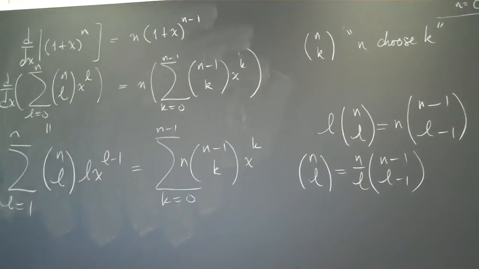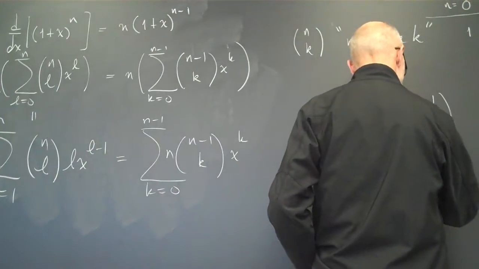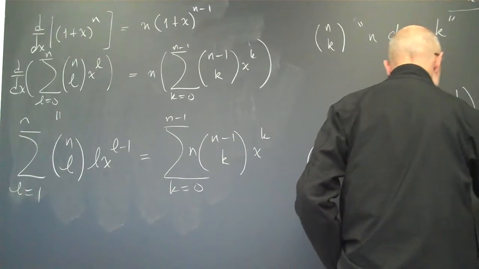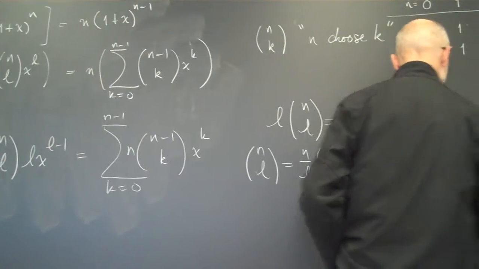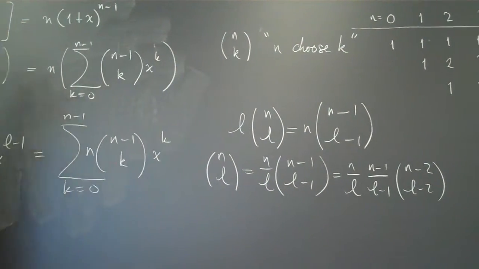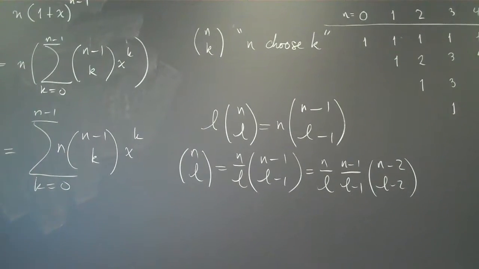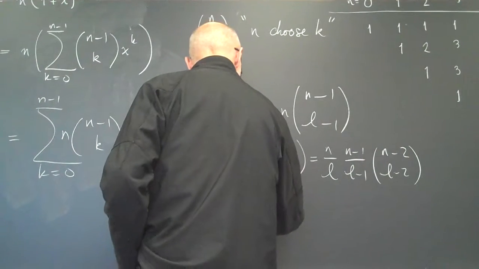Okay. Oh, wait a minute. This means that this is n minus 1 over L minus 1, n minus 2 over L minus 2, right? Okay, so I can start pulling these things out. And, well, I can keep doing this till the cows come home.